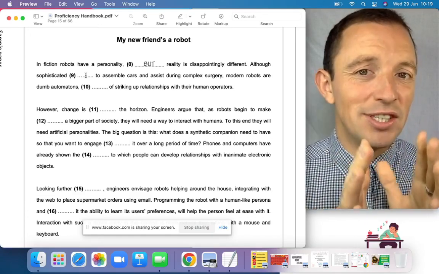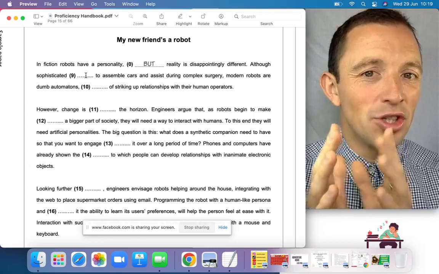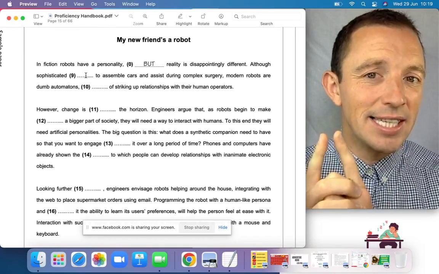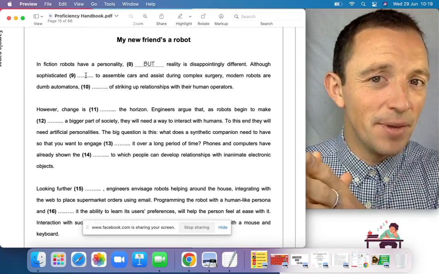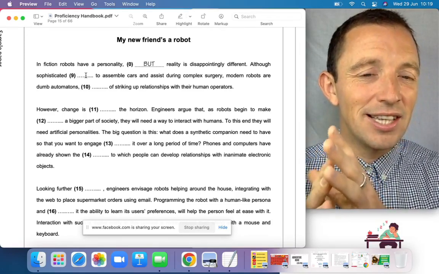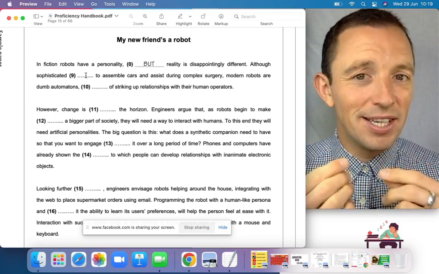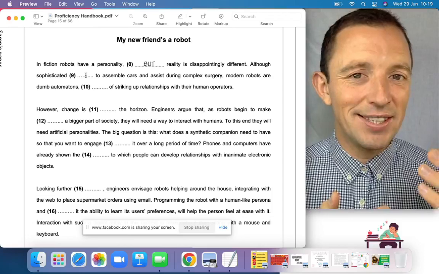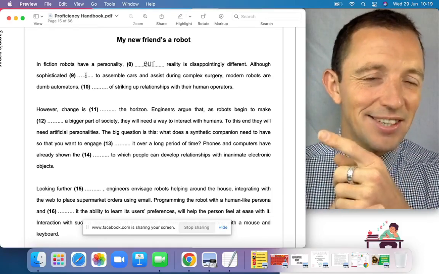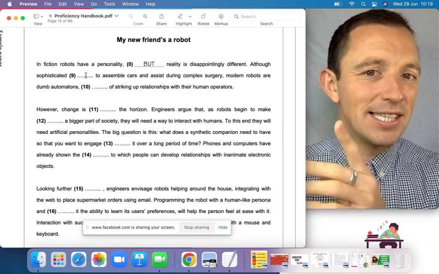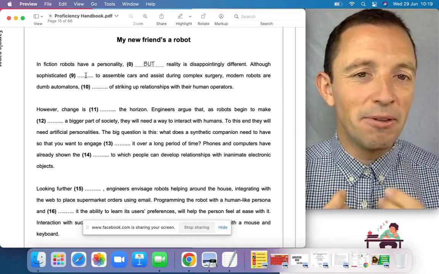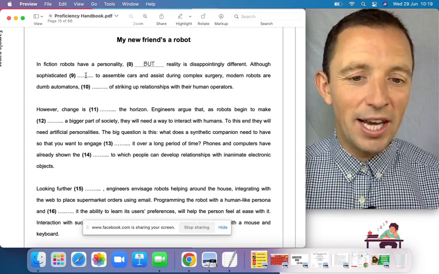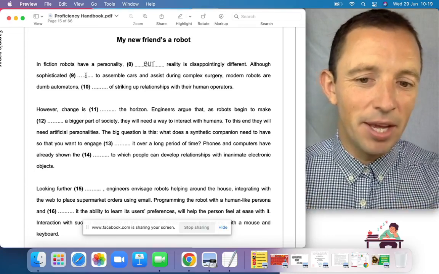Also, this proficiency exam is very similar to the advanced exam and very similar to the first certificate exam in terms of structure. The structure and the exercises are very, very similar, but the questions will be more difficult as you progress. So this exercise is the same in the advanced, it's the same in the first certificate, but the vocabulary and the answer will be more difficult because we are at proficiency level.